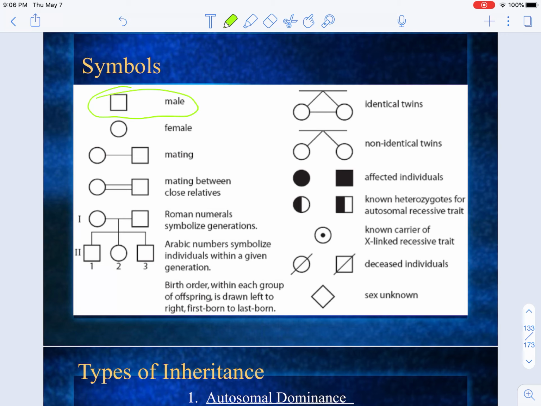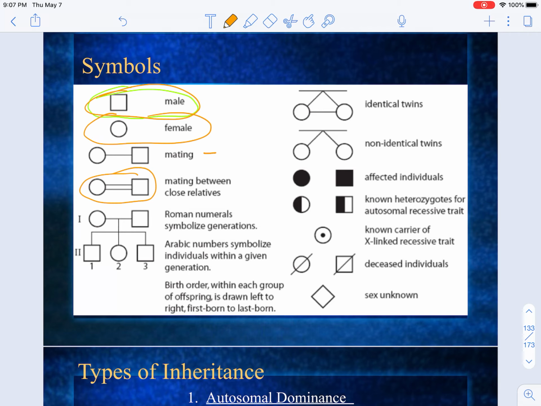Males are the square ones, and I should get a darker color for this. Females, the round ones. The ones who mate and have kids are connected with a line. If they are close relatives, 2 lines. That sounds maybe kind of funny, but historically, if we look at royal families, often that was encouraged to preserve the royal blood in the family. So that's why some pedigrees may have that.